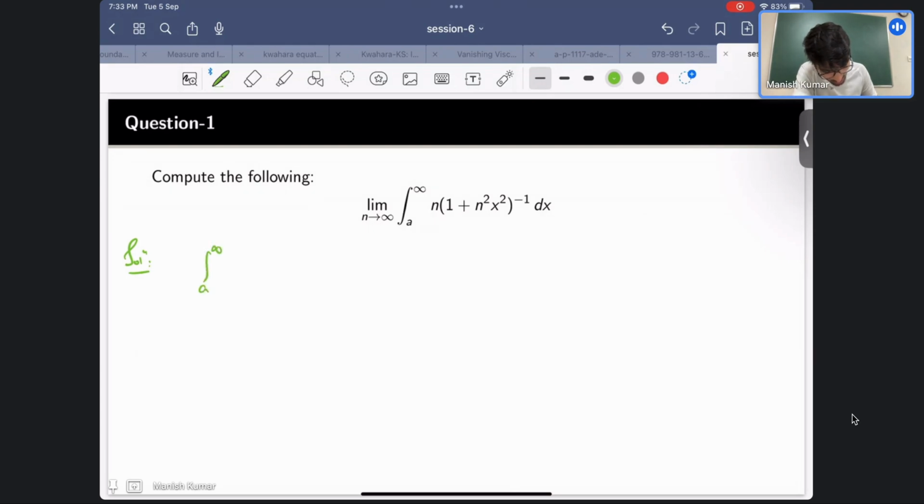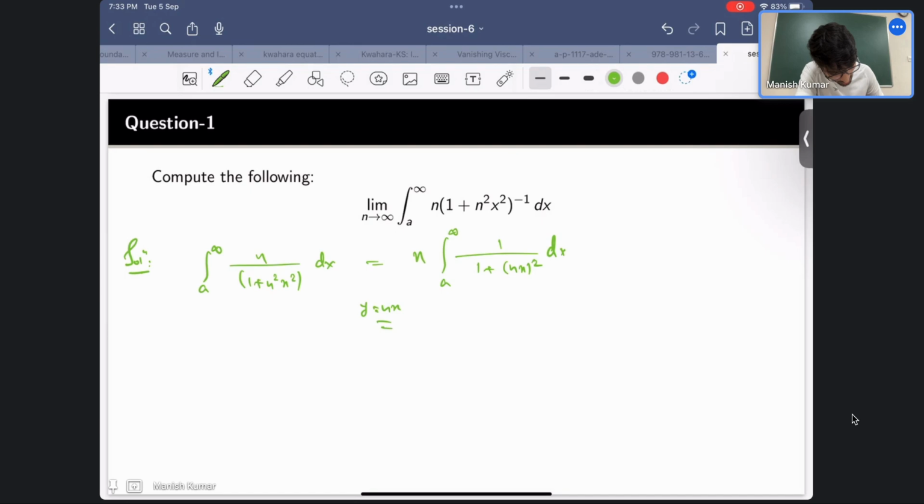The integral from a to infinity of n upon 1 plus n square x square, dx. You can clearly take n outside. So this is nothing but the integral from a to infinity of 1 by 1 plus (nx) whole square. Now you can do a change of variable. So take y equal to nx.